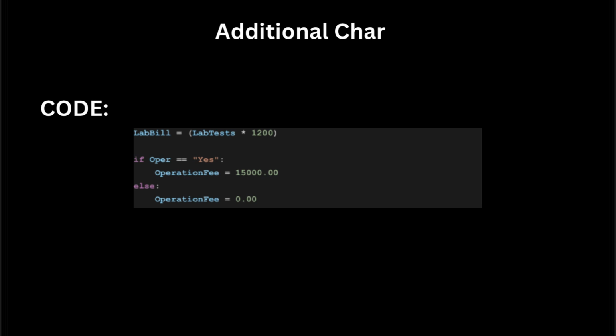Next, we calculate the additional charges. So first, the lab bill is calculated by multiplying the number of lab tests by a fixed rate of 1,200. Second, a simple if-else statement checks the oper variable. If it's yes, the operation fee is set to 15,000. Otherwise, the fee is 0.